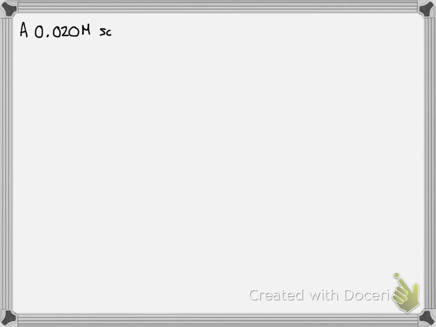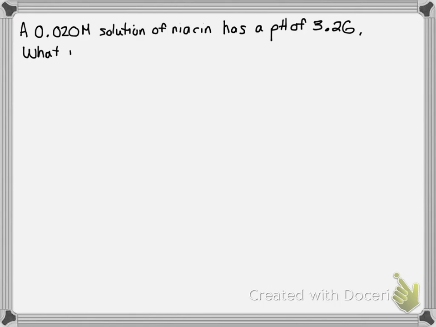AP Chem students, this is an example problem for you working with Ka and pH for acid-base problems. In this particular problem, you have a 0.020 molar solution of niacin that has a pH of 3.26, and you are needing to find the Ka for niacin.